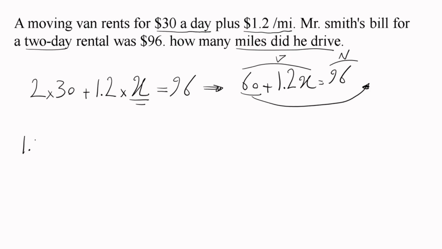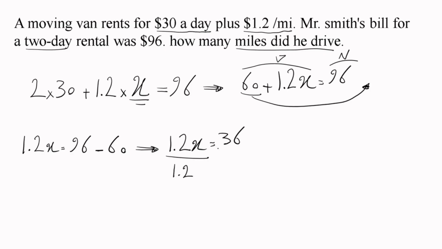So 1.2x in the first side is going to be 96 minus 60. I change the sign of 60. So consequently, 1.2x is equal to 36. I must make the coefficient of x 1 by dividing by 1.2. Here is divided by 1.2. These two are going to cancel each other out. And finally, x will be equal to 36 divided by 1.2.